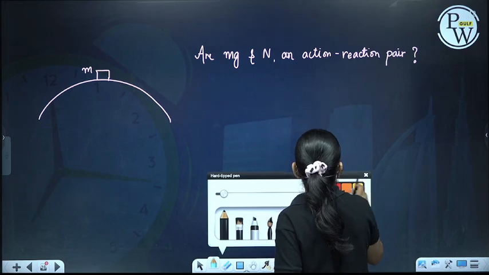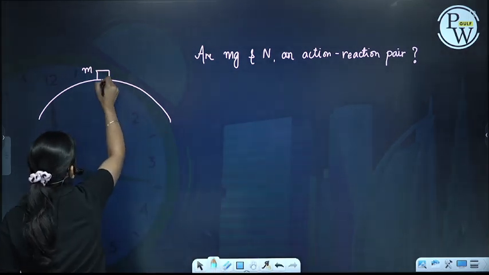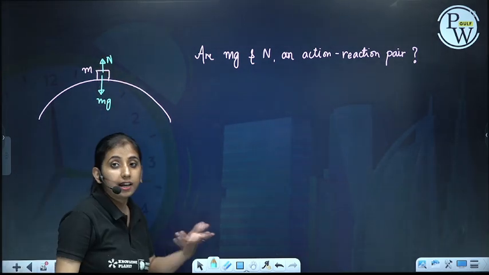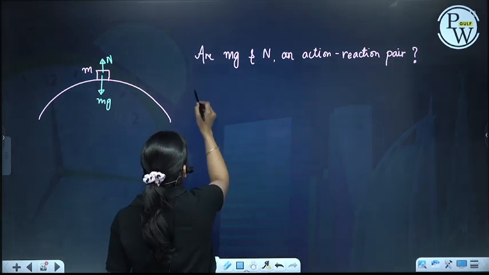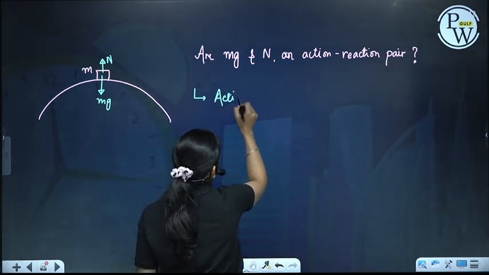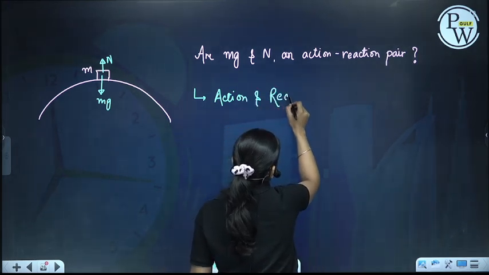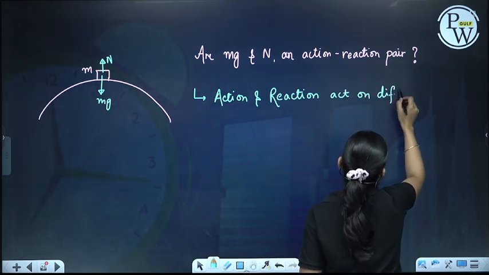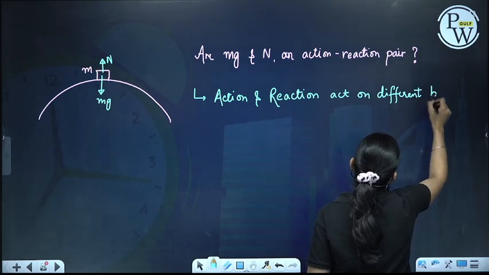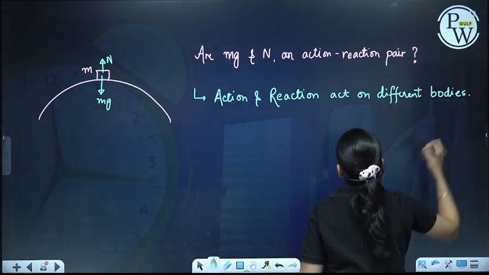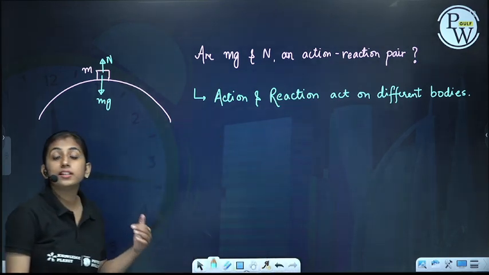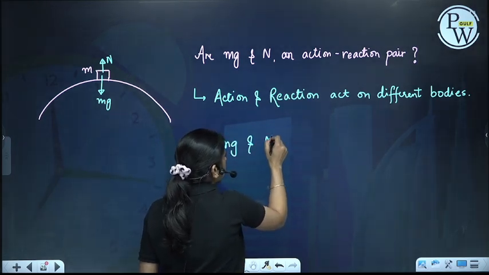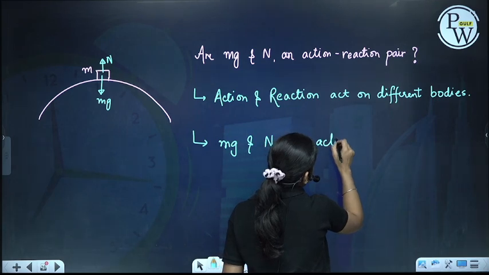So mg force is acting on which body? This body. And normal reaction is acting on which body? Again mass m. Action and reaction do not act on the same body, they act on different bodies. But these two forces, mg and N, are acting on the same body.